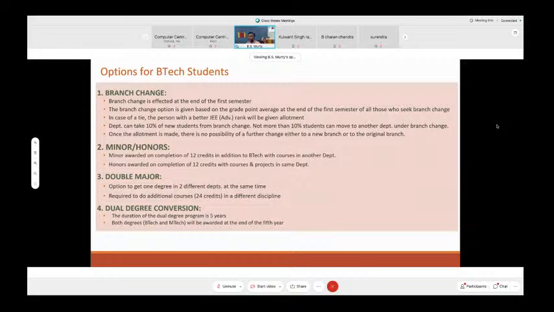We also have a possibility of getting a minor. If you do 12 credits more in a particular branch other than your branch, you can also get an honors in your own branch if you do 12 credits extra. We also have what is called a double major possibility, where you can get 2 degrees, though you have joined for one particular degree, if you do 24 credits in a particular other department. Quite a number of students utilize this opportunity and do that.